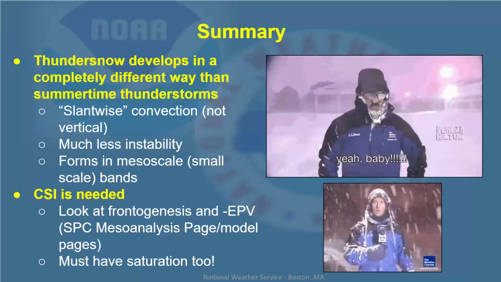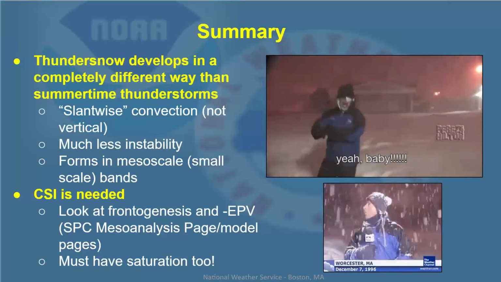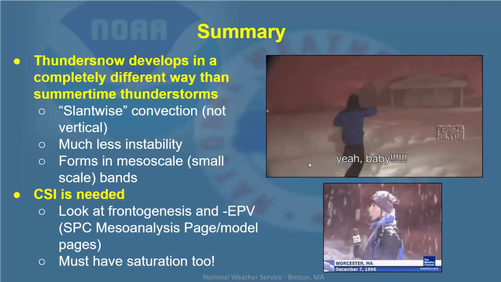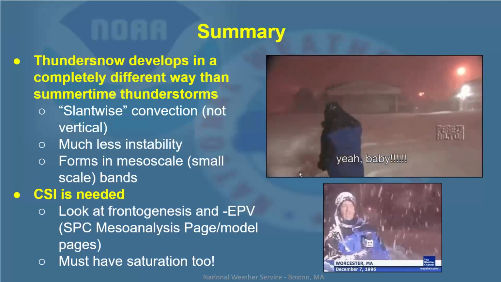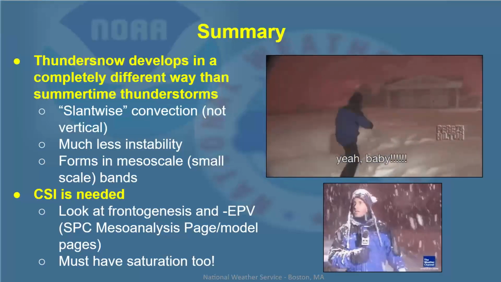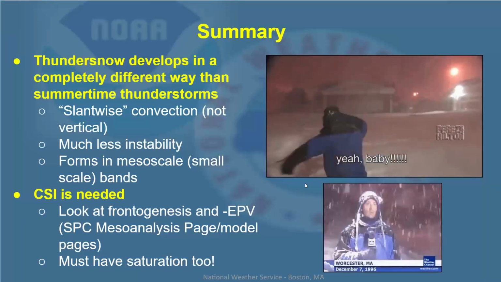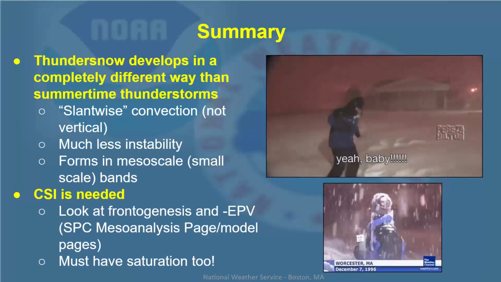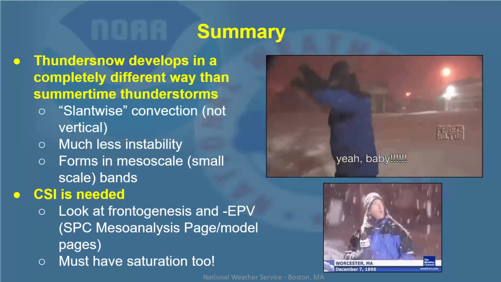So in summary, thundersnow develops in a completely different way from summertime thunderstorms. We emphasize slantwise convection, not vertical. Much less instability is needed. You don't need 3,000 to 5,000 joules of CAPE, the kind of instability that leads to supercells in the right type of environment. It forms in mesoscale bands, smaller scale bands that might be just 20 miles wide. Not too big, but enough to cause damage.